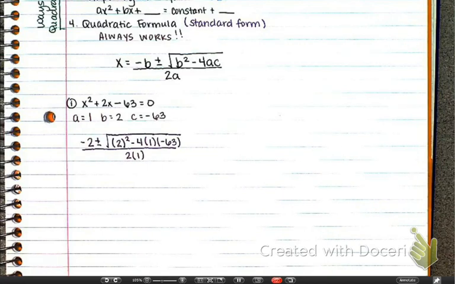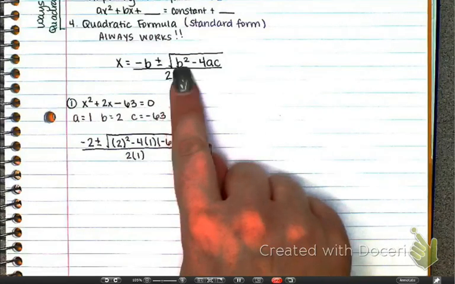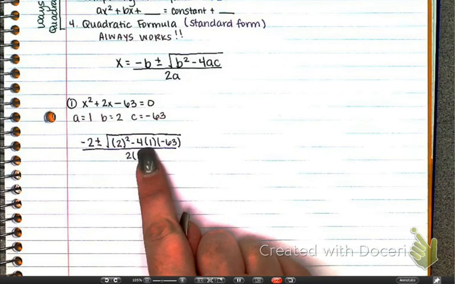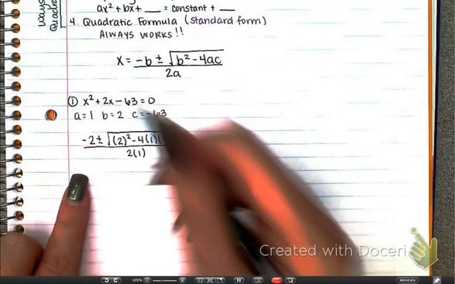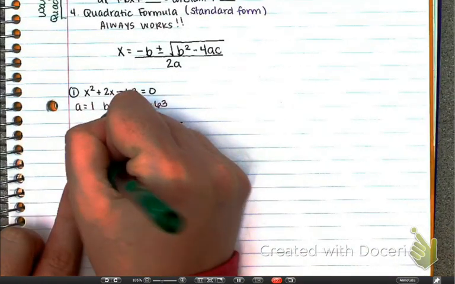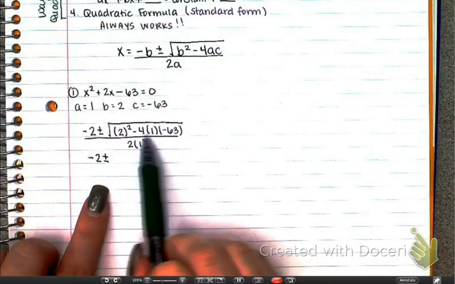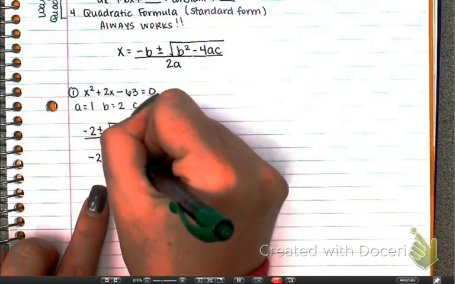Okay, so I literally just plugged everything in. Wherever I saw a b, I put the 2. Wherever I saw an a, I put 1. And wherever I saw a c, I put negative 63. Now we're going to simplify. Okay, so negative 2 plus or minus, nothing changes there. What do I get underneath the square root?